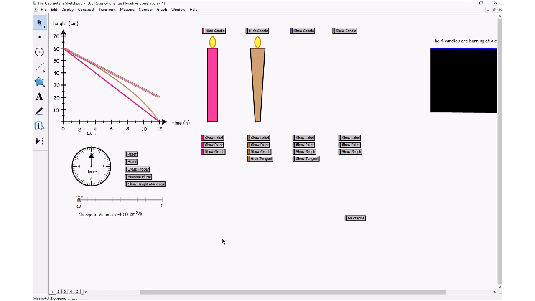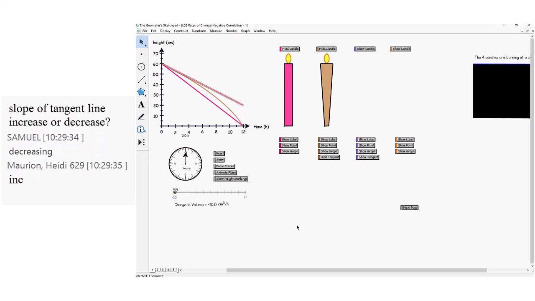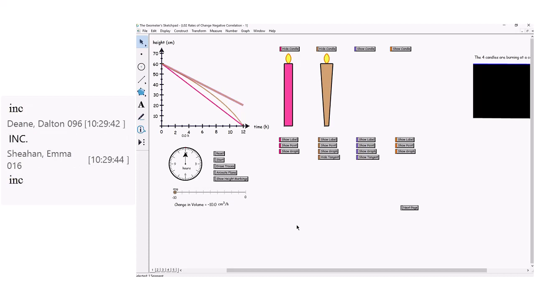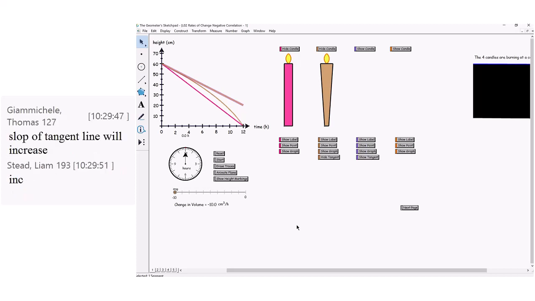I'm just going to type that question here. We're looking at the slope of the tangent line. Will the slope of the tangent line increase or decrease? And remember, this is an increasing rate of change. Okay, perfect. So we're going to start this up.